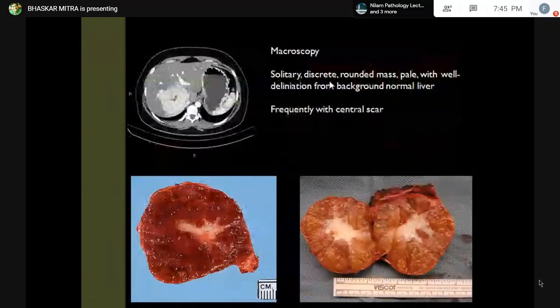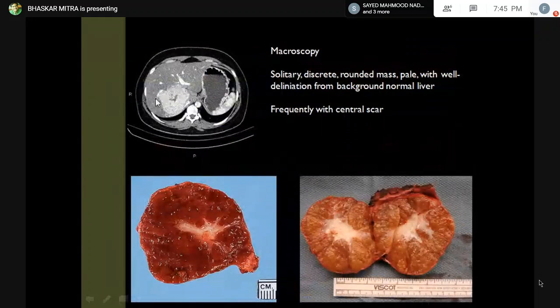This is the radiological finding. Here we can find there is a mass situated in the liver, a well demarcated mass. Usually they are solitary, discrete, rounded masses with a pale, well delineated background of normal liver. And the characteristic finding we find in these cases on gross examination is the central stellate scar.